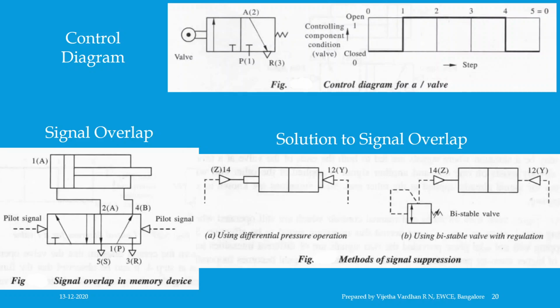However, to ensure reliability of operation, it is necessary in the case of differential pressure operation that both signals 12 and 14 have the same pressure level. In the case of using a bistable valve, the difference in pressure between signals 12 and 14 must be of sufficient magnitude.